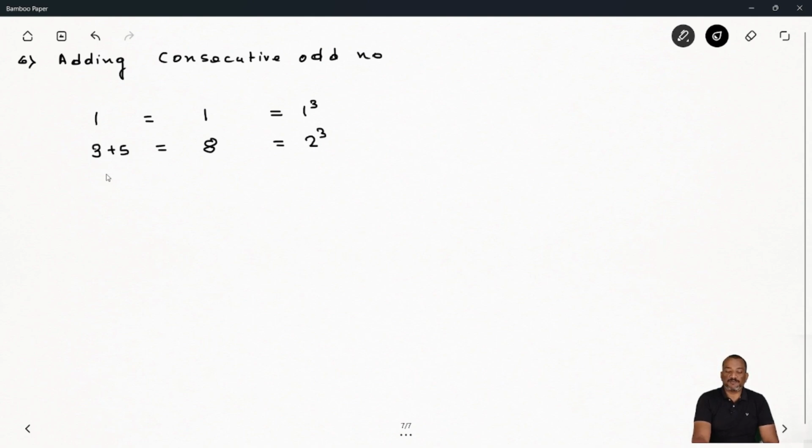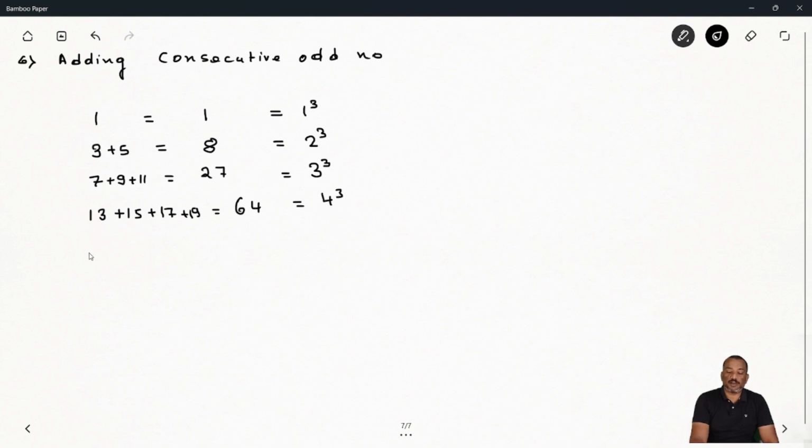In the same way, 7 plus the next odd numbers, 7 plus 9 plus 11. So you will get how much here? 27. Three numbers are being added, so we get 3 cube. Now the next one, we are adding 13 plus 15 plus 17 plus 19. So you will get 64, which is 4 cube. It is 4 consecutive odd numbers, so you will get 4 cube.